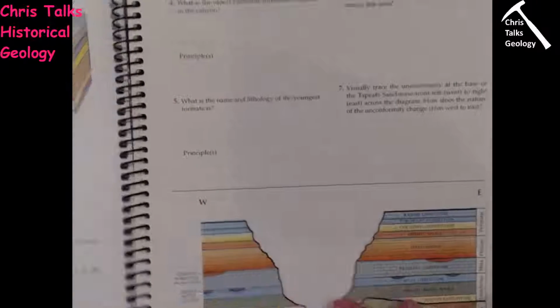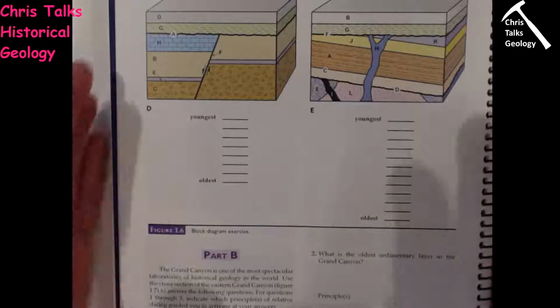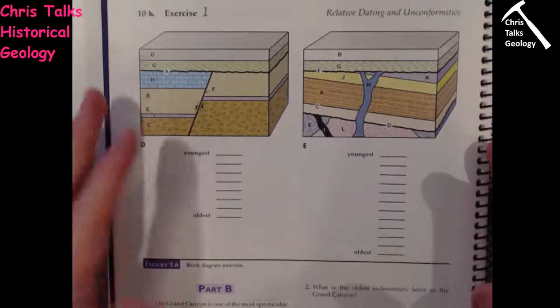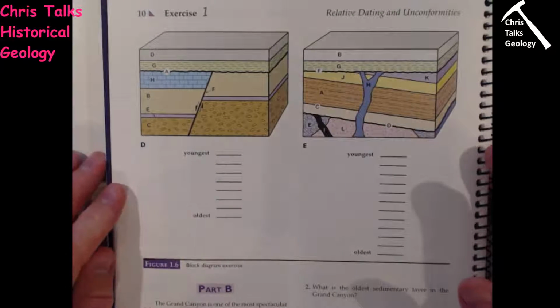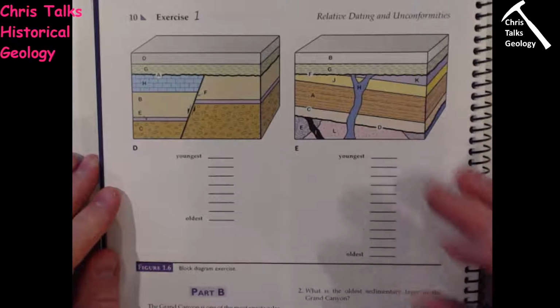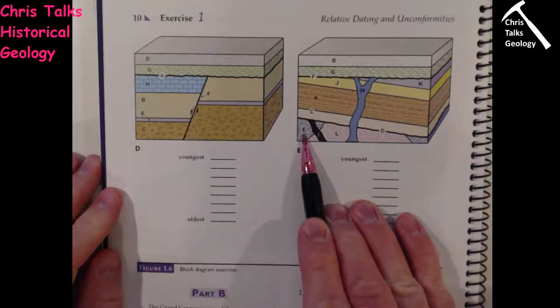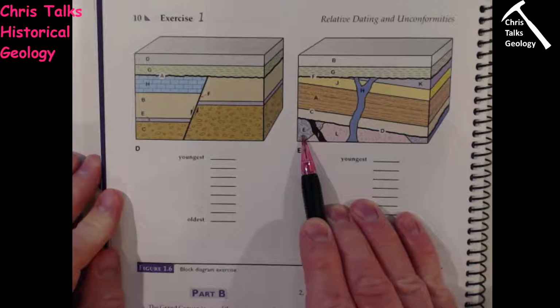If we turn over onto page 10, you will see there are 2 more block diagrams. This one here is extremely easy, so not going to worry about that too much. This one here is a little bit more complicated. Just a point to note, E down here in the bottom corner has lots of wiggly lines on it.